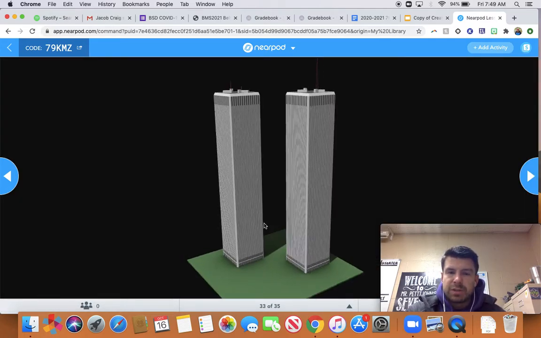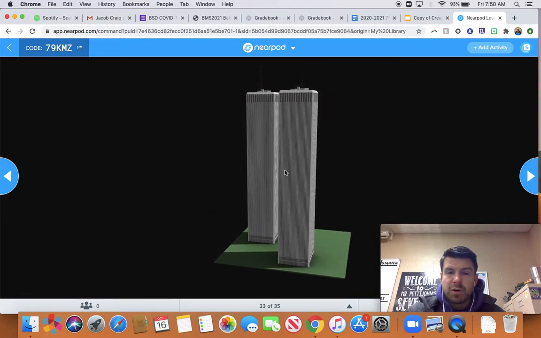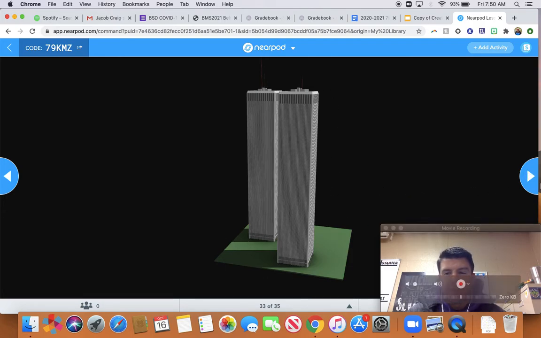There you have what the Twin Towers were, incredibly tall buildings. Today, obviously, they are no more. You can go here and there's the remnants of the base of both towers. There's a new building next to where it once was, and there is a museum in the ground there.